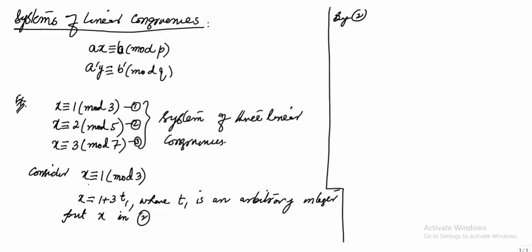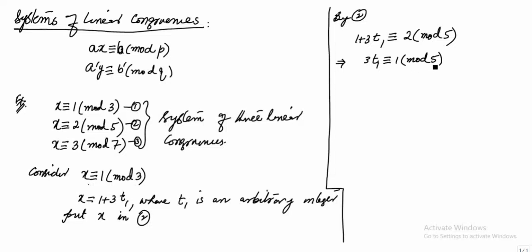so by congruence 2, x is 1 plus 3t1 now. So 1 plus 3t1 is congruent to 2 modulo 5. Okay, so now we have a new linear congruence with variable t1. So you can solve this linear congruence for variable t1. Okay, 1 is here, you can subtract 1 from both sides, you will get 3t1 is congruent to 1 modulo 5.